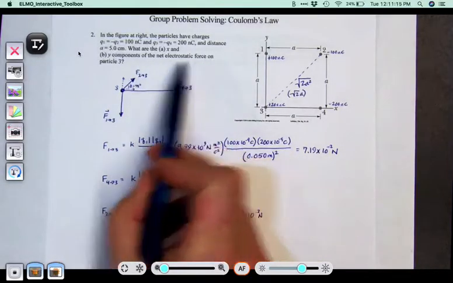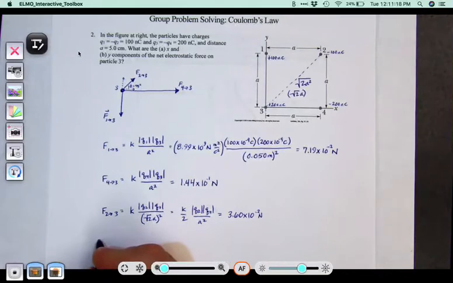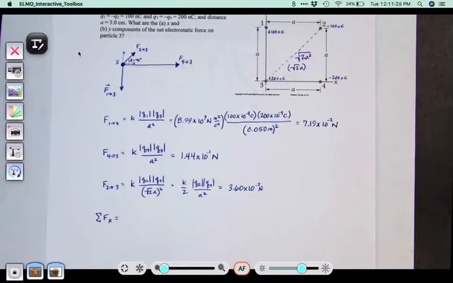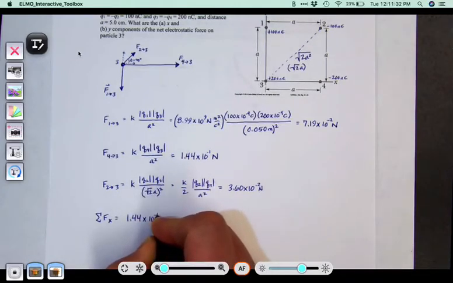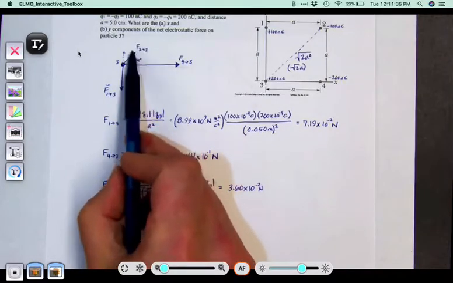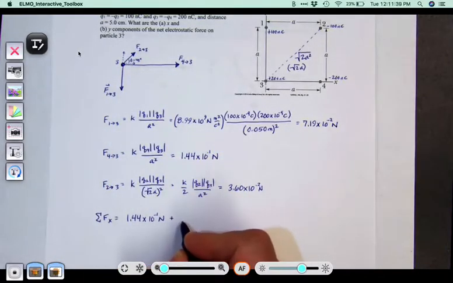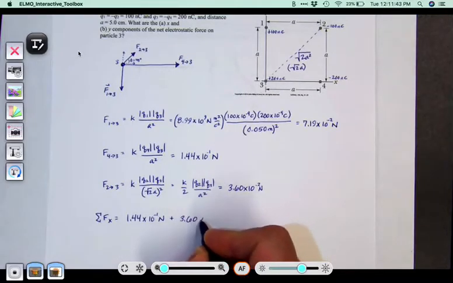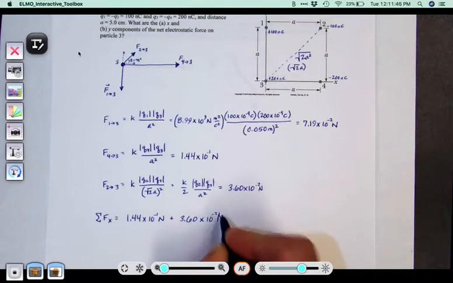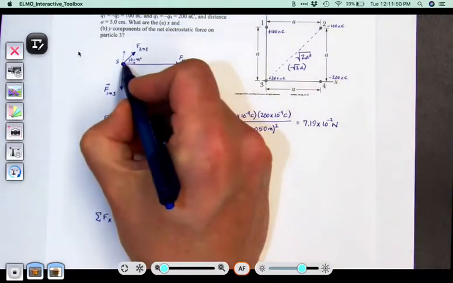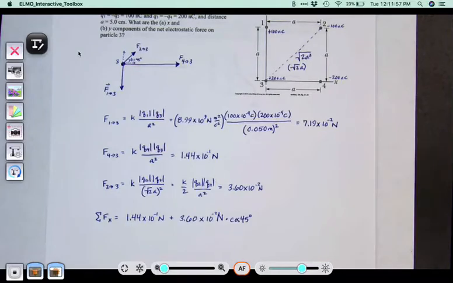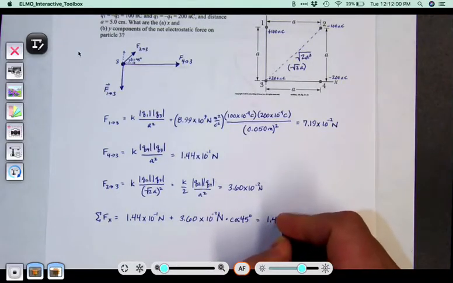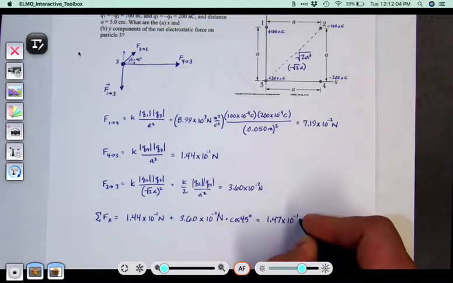I need the net electrostatic force in the x and in the y. So let's add up all the forces that are in the x direction. In order to do that, we're going to say, let's see, the force that 4 puts on 3 is in the x direction. So that's 1.44 times 10 to the negative 1 newtons. And then I need the x component of this force that 2 puts on 3. So that's going to be plus 3.60 times 10 to the negative 2 newtons times, and then because we're doing the x component here, the cosine of 45 degrees, or square root of 2 over 2, if you prefer it that way. And this works out to be about 1.47 times 10 to the negative 1 newtons.